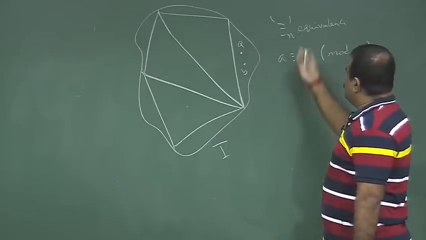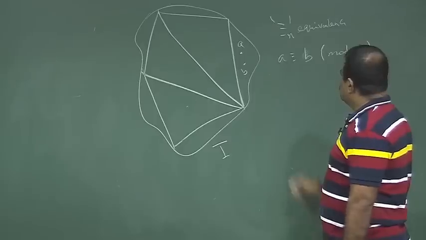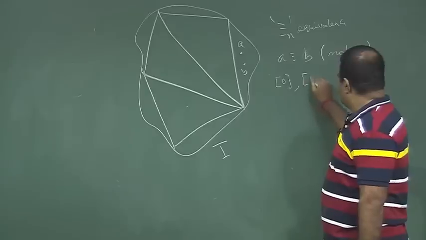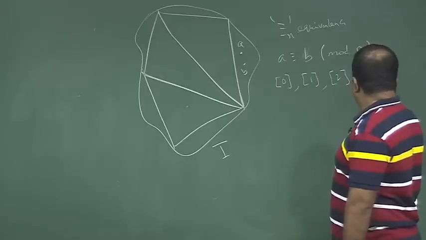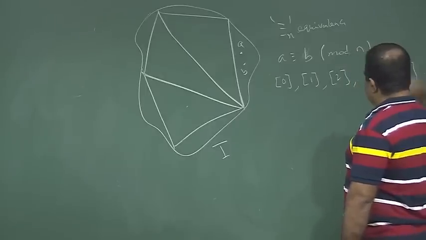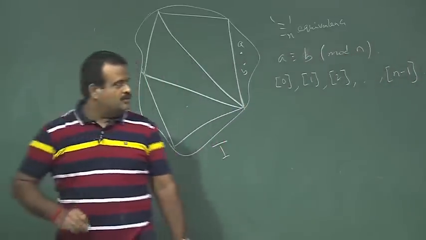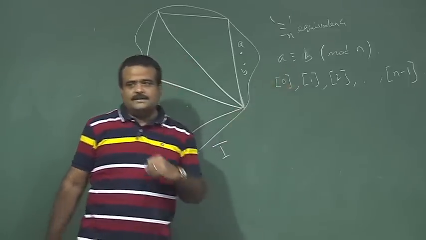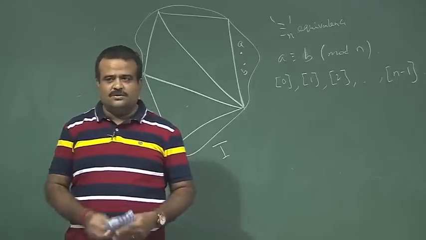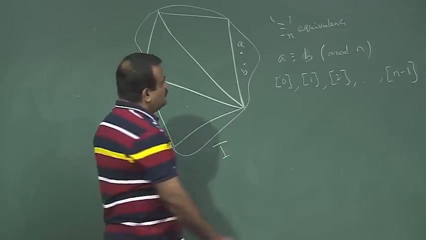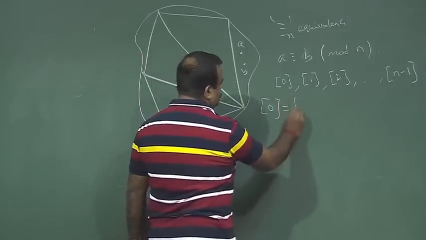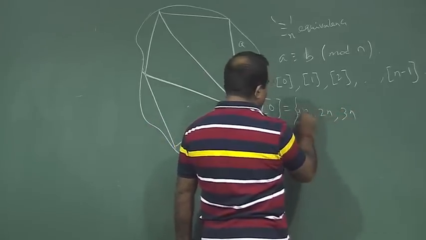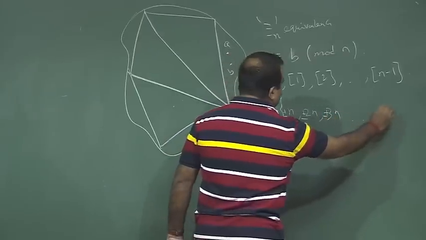Now, these classes are basically denoted by 0, 1, 2, up to n minus 1. The 0 class means all the integers whose remainder is 0 when divided by n. That means all the multiples of n. So, the 0 class is the set n, 2n, 3n, plus or minus, like this.